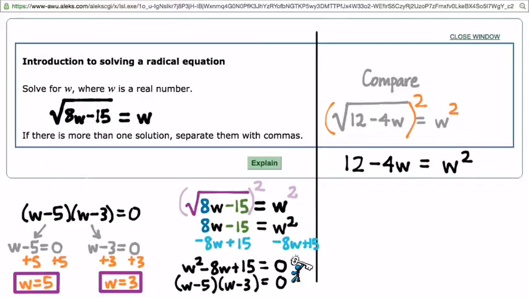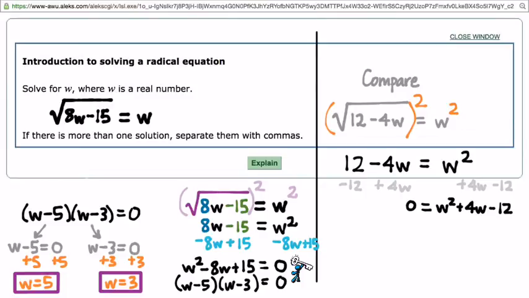And just like in the previous example, what did you do after that? Get everything on one side. Subtract the 12, add the 4w on the left and on the right. I'm going to take the liberty of changing the order of the terms over on the right just so that they're in the order that we're used to seeing them. So 0 equals w squared plus 4w minus 12.